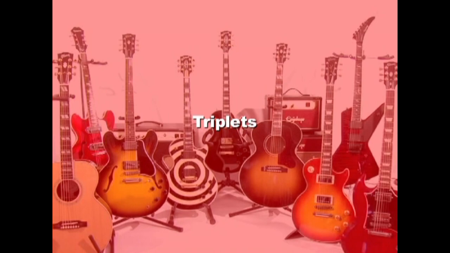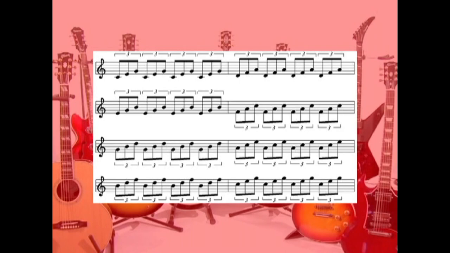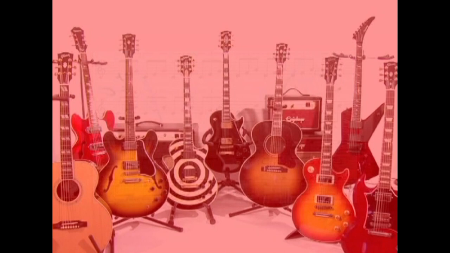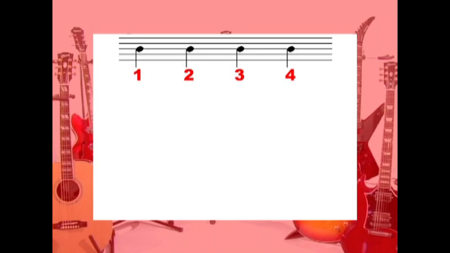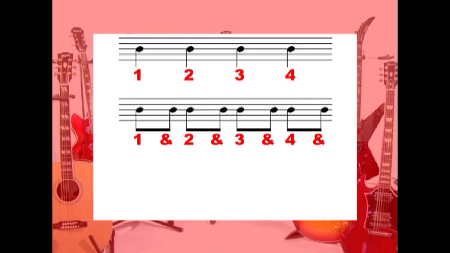When eighth notes are bracketed into groups of three, the note value is called a triplet. This divides each count into three pulses. We learned that a quarter note equals one beat and are counted 1, 2, 3, 4. Next, we learned that eighth notes divide each beat into two pulses and are counted 1 and, 2 and, 3 and, 4 and.